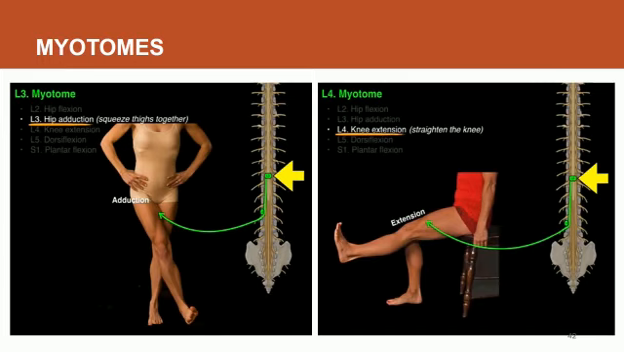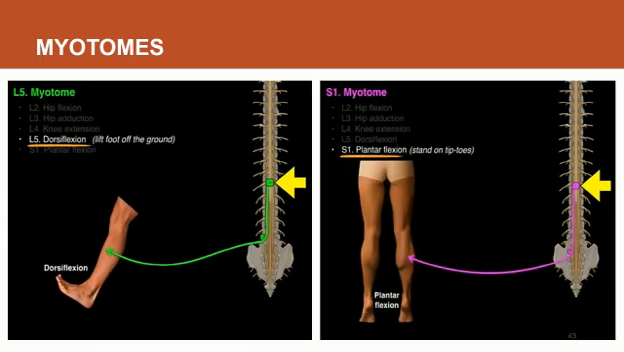L4 myotome is knee extension, which means straightening the knee. Extension refers to the movement which increases the angle between two body parts, as discussed earlier. So the L4 spinal nerve goes to the quadriceps muscles and performs knee extension, or straightening of the knee.